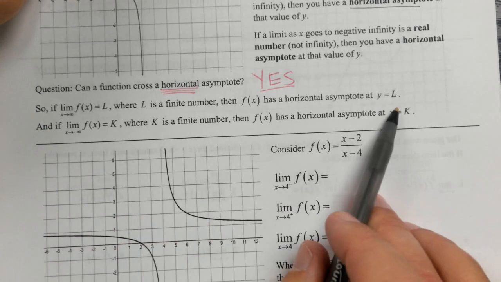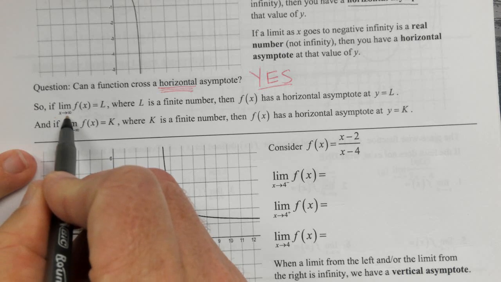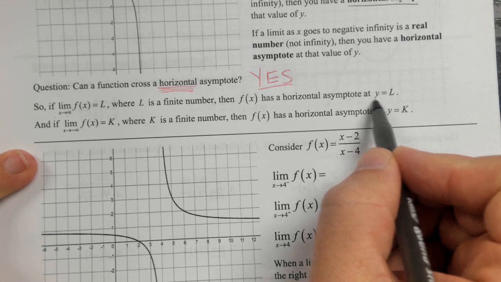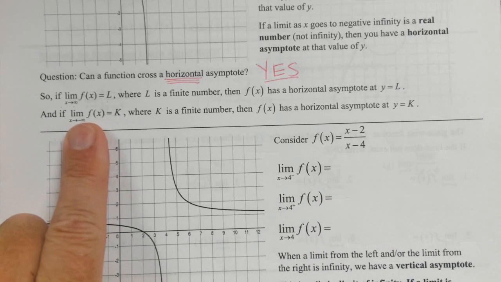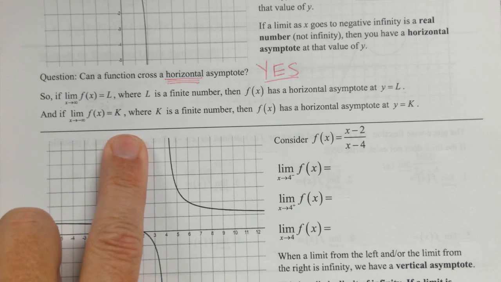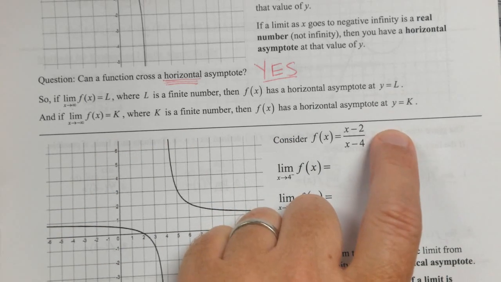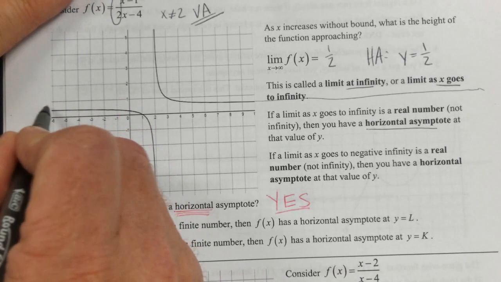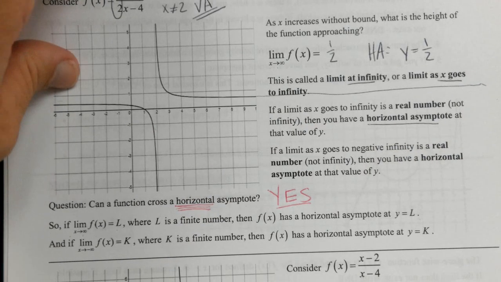All right, this looks really technical, these next two lines, but if we slow down, as x goes to infinity, if the limit is approaching L, then y equals L is the horizontal asymptote. And same thing on the other end, as x goes to negative infinity, if the limit is k, then there's a horizontal asymptote at k. Sometimes L and k are the same thing. Like a lot of times for us, they're the same. Like the left end is approaching 1/2, the right end is approaching 1/2. But it doesn't have to be that way.